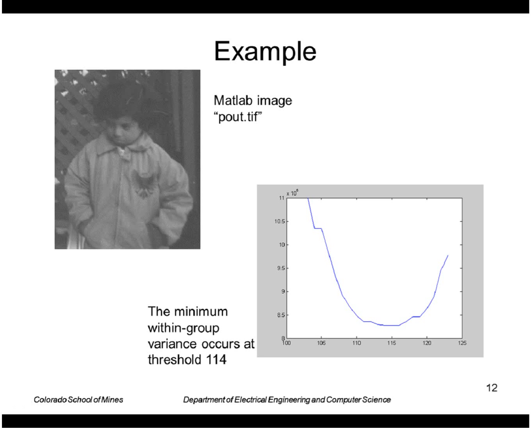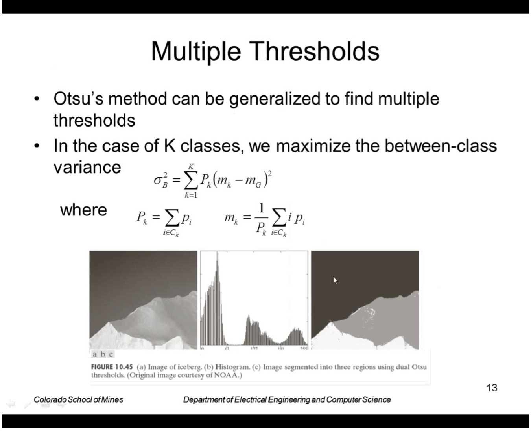And this shows the result of finding the within group variances for this image, plotting for each threshold the within group variances, and we can see that it achieves a minimum right here, I guess 114. We can also generalize the Otsu method to find multiple thresholds. If we want to segment the image, let's say, into 3 regions, we maximize the between class variance for all of the regions like this.